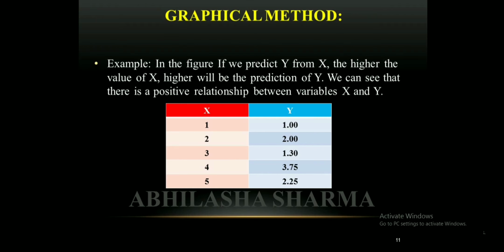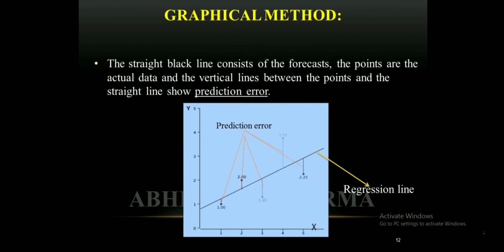Let's understand this method with an example. Here are 2 variables x and y which have a positive relationship. In this diagram, a black straight line consists of the predictions. You can clearly see here the points are actual data and the vertical lines between the straight line and points are prediction errors.